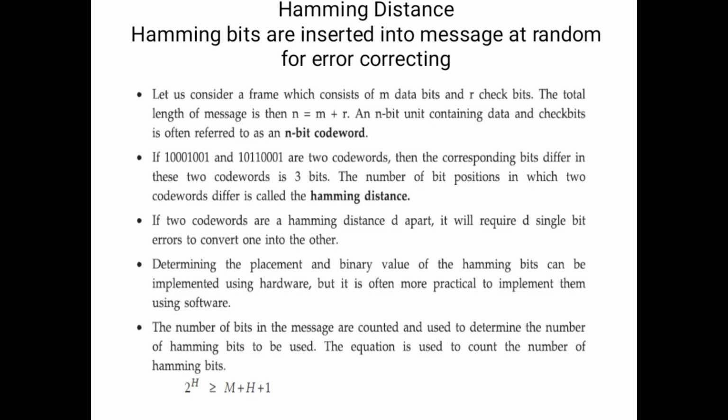This is the Hamming distance. What is a Hamming distance? When two different code words are used to represent and transmit data, the difference in the bits of these two code words is called the Hamming distance. It is given as the minimum Hamming distance, d min, where n is equal to m plus r. M is the message and r is the check bits, giving an n-bit code word. It is given by the formula 2 to the power of r greater than or equal to m plus r plus 1.